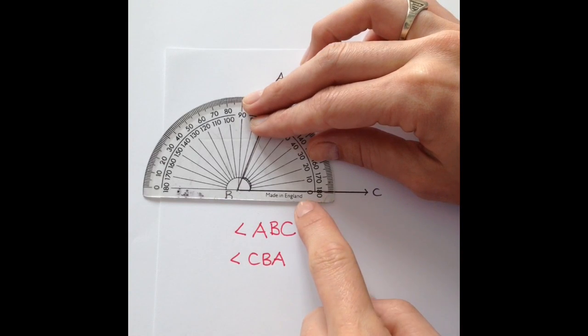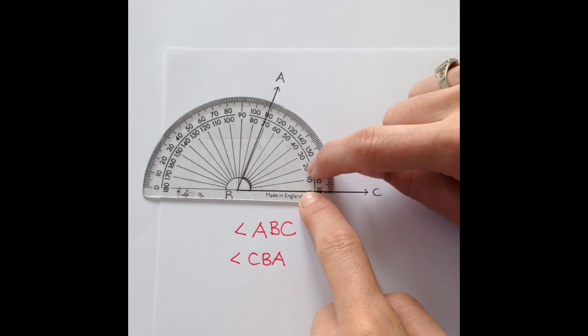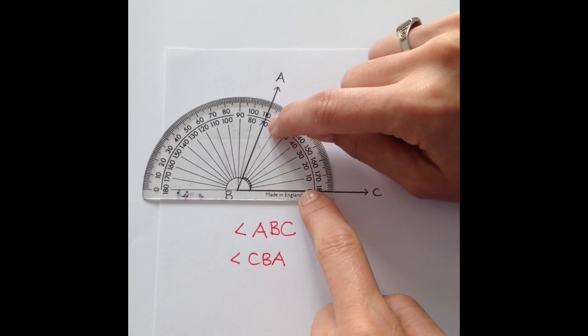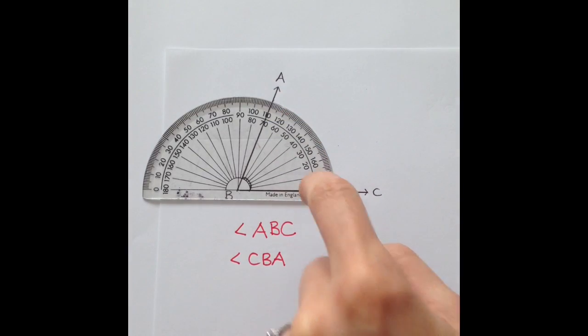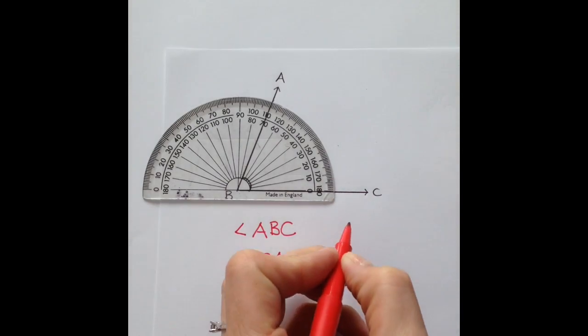I start measuring from 0, so I'm going to use the inside numbers on this protractor. I'll count all the way up the inside numbers, making sure I have it exactly lined up, and I land on 70. So this angle measures 70 degrees.